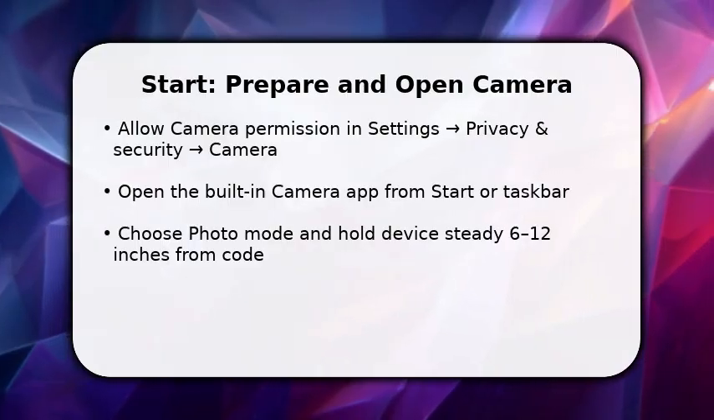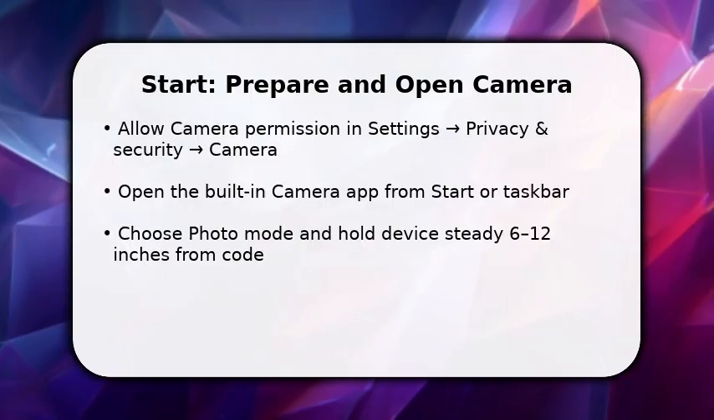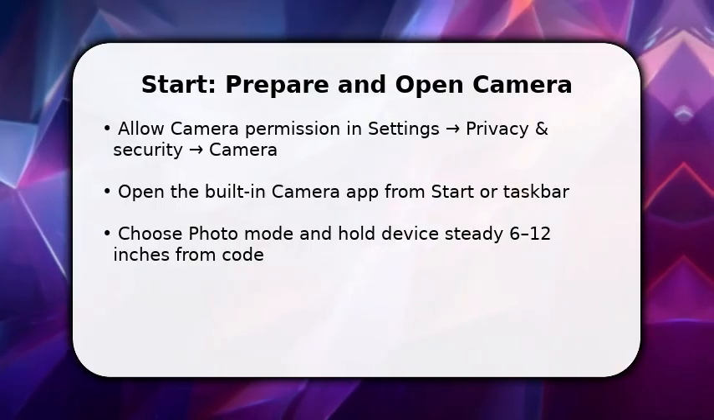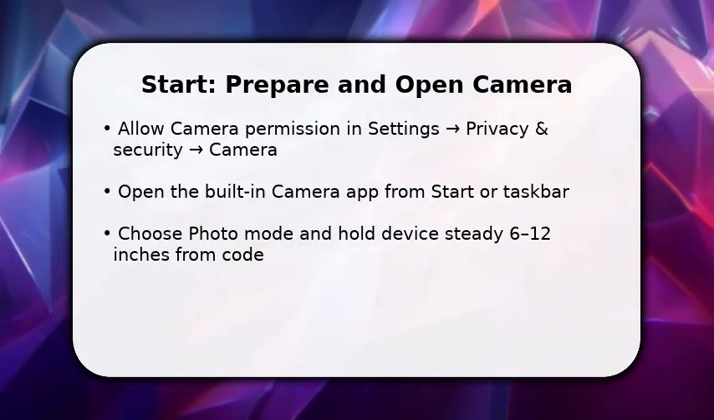You start by granting camera permission so Windows can access your webcam. Go to Settings, Privacy and Security, then Camera. Once done, open the camera app from Start or the taskbar.